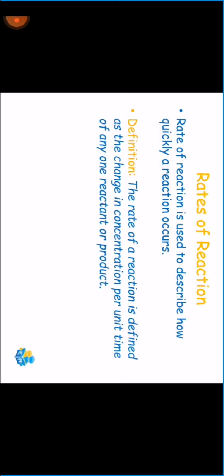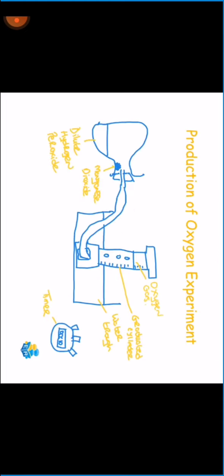The rate of a reaction is defined as the change in concentration per unit time of any one product or reactant. And this can be given by a formula of the volume of your product over the time taken to produce that product. In this video we're going to look at the production of oxygen, and as you can see here I've drawn a diagram to show the equipment that's used in the production of oxygen.